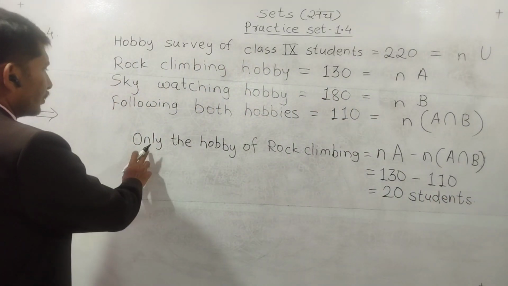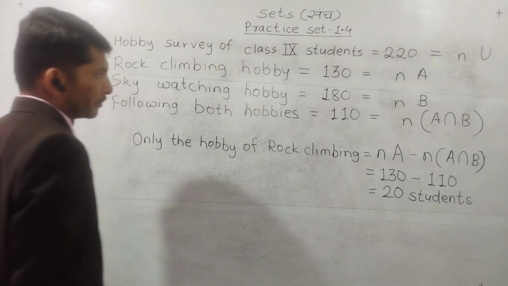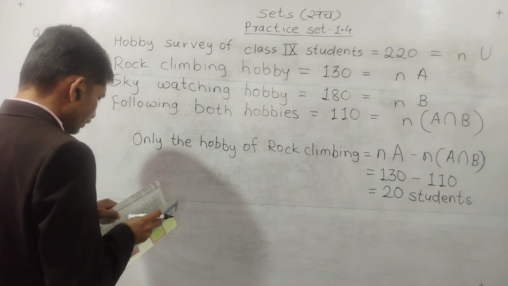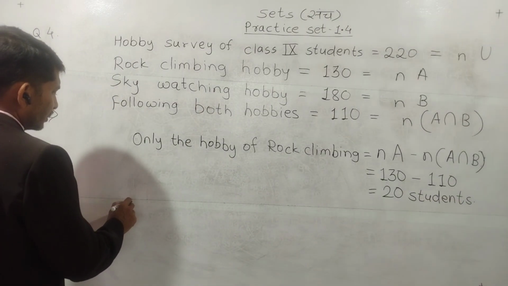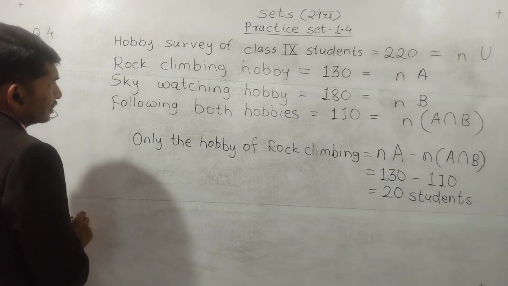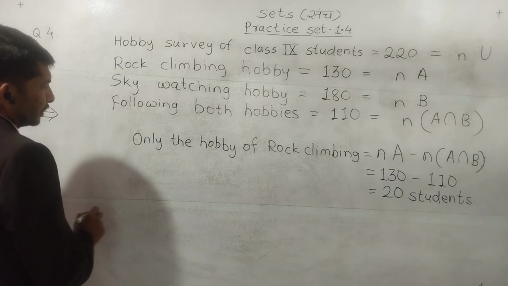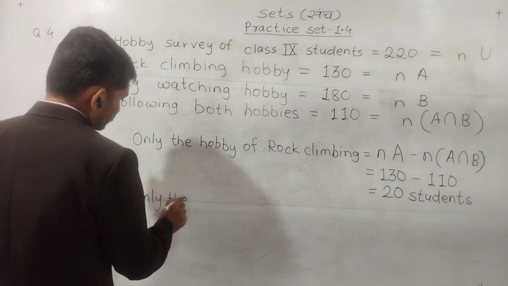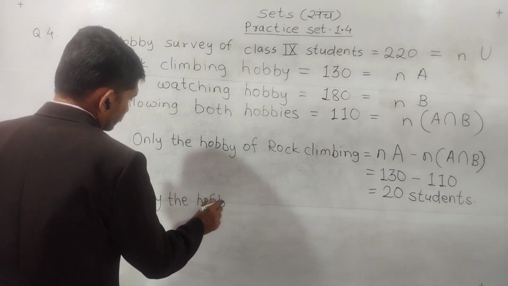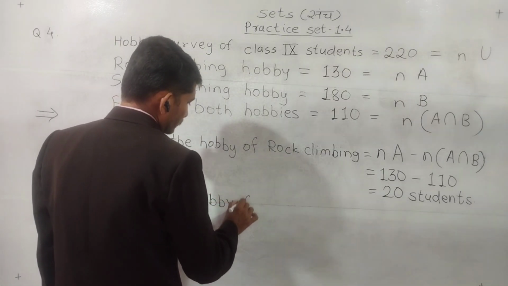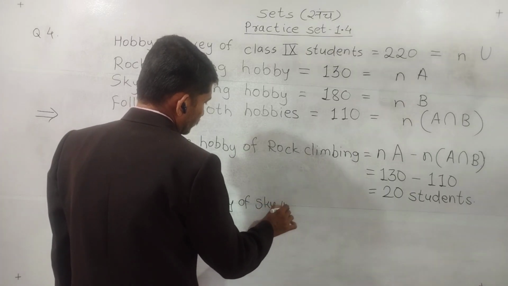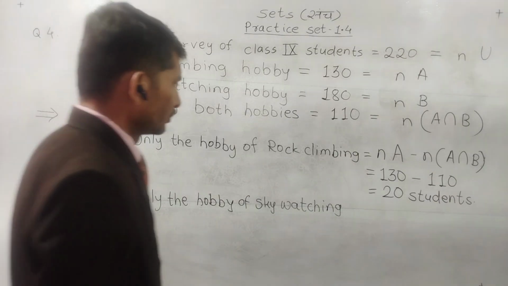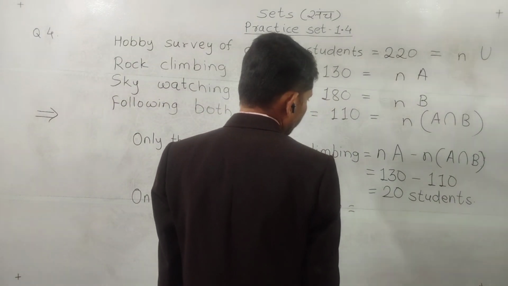20 students having the only one hobby or single hobby of rock climbing. This is the answer. Now next, same as this, we have to calculate the number of students who are having only sky watching hobby. Okay, only the hobby of sky watching. Okay, now we have to calculate the students who are having only one or single hobby, that is sky watching.